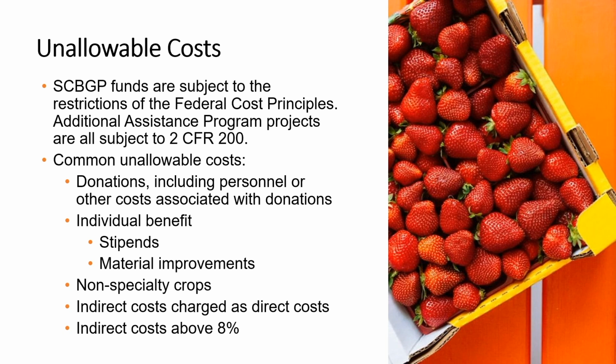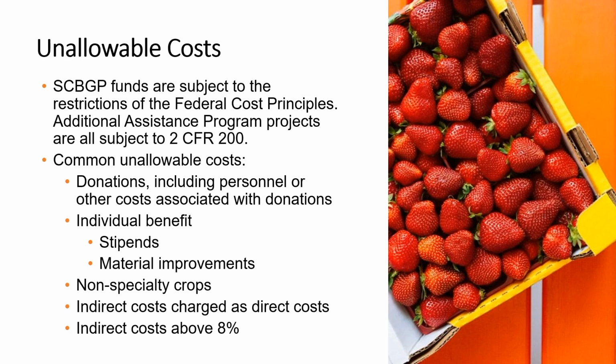Material improvements, such as building or installing irrigation or paying establishment costs, are seen as providing an individual benefit to an individual or organization and are not allowable. SCBGP funds cannot be expended in support of non-specialty crops where these costs cannot be clearly identified and tracked. This is often the case at farmers markets or similar venues which may provide specialty crops and non-specialty crops.